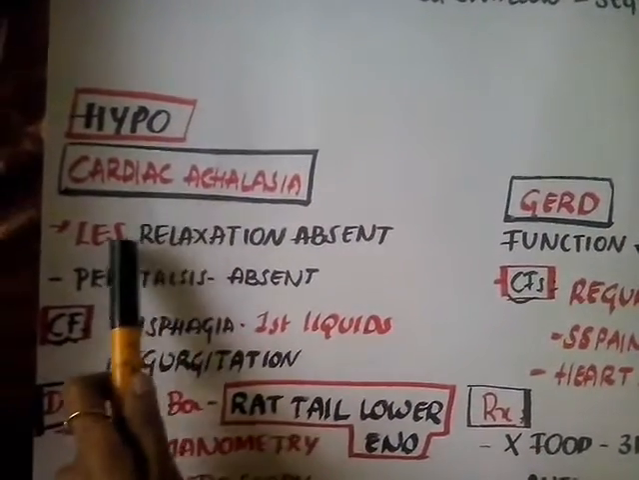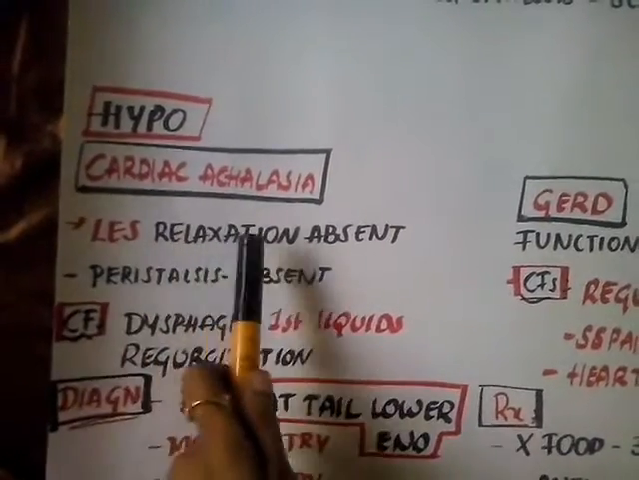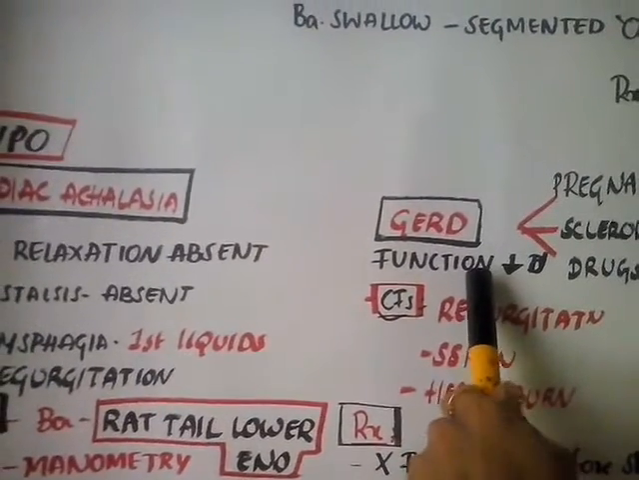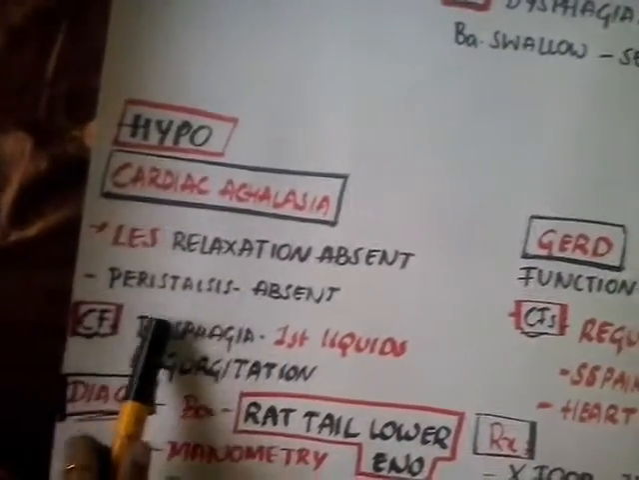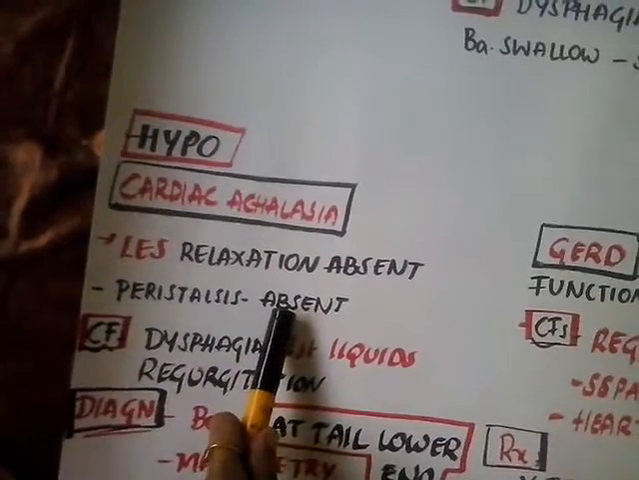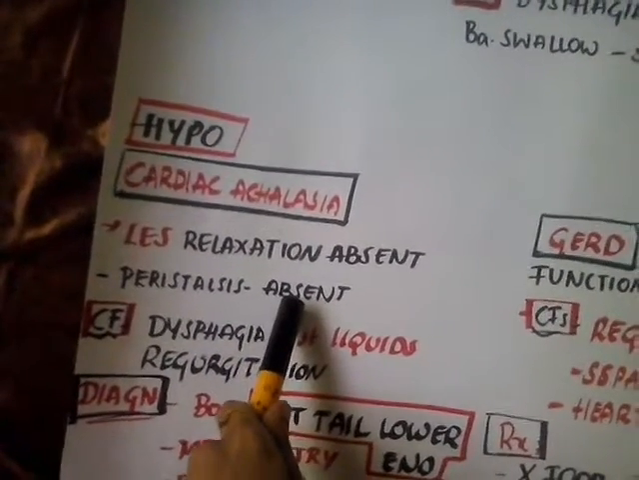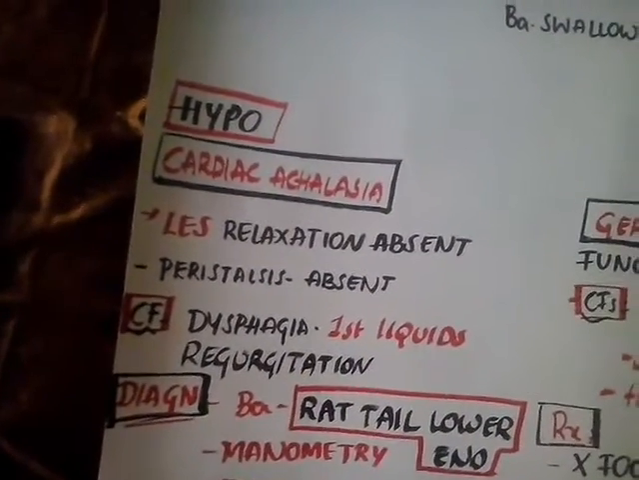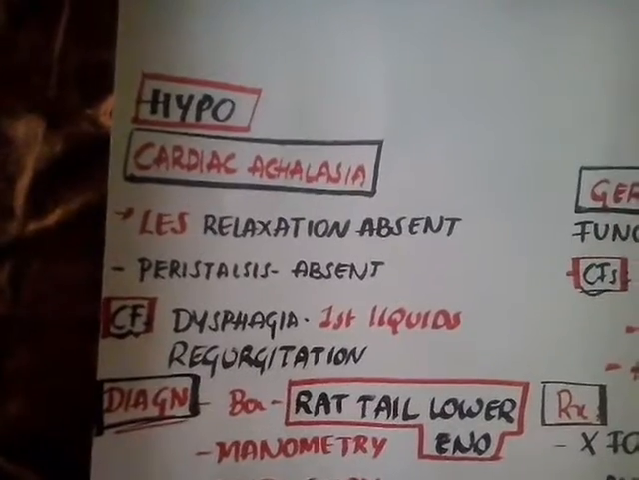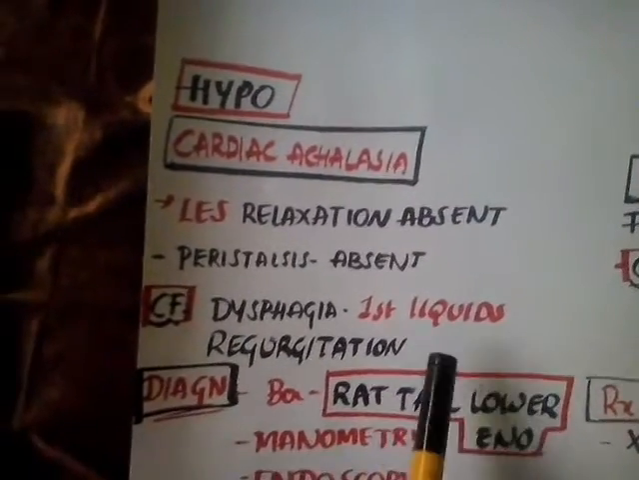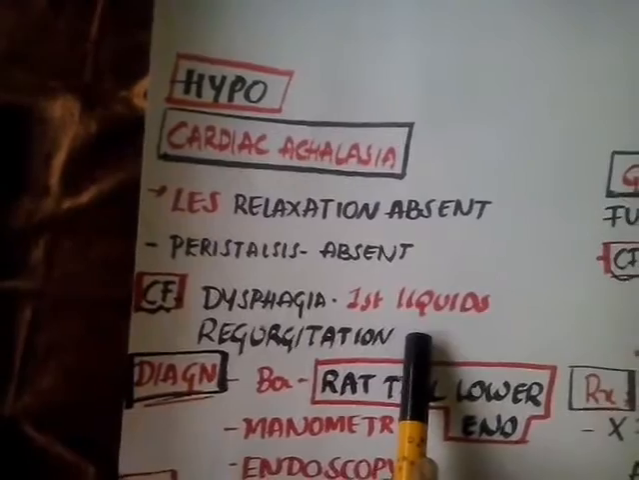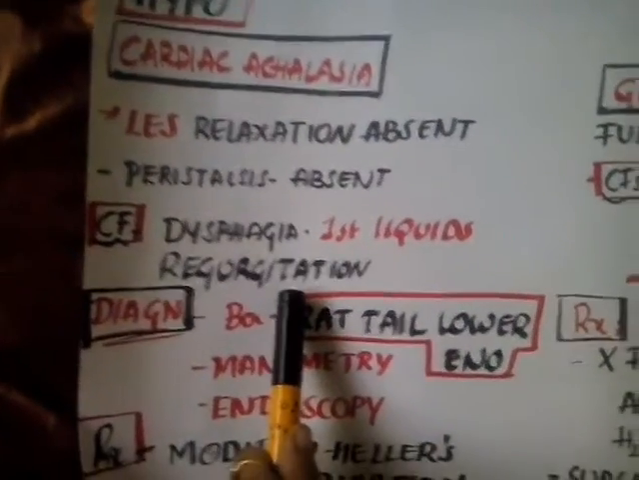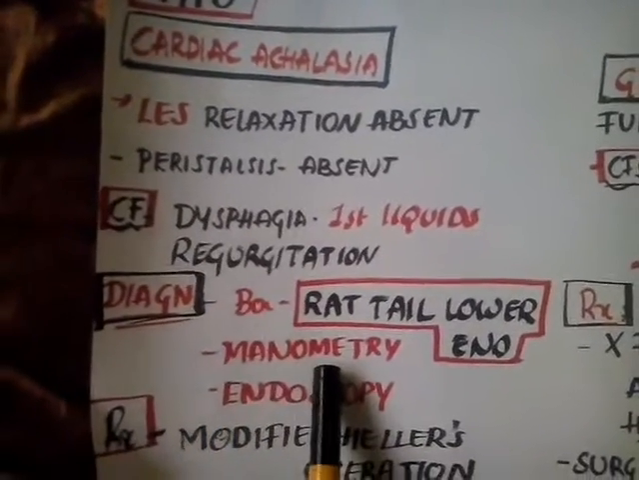In cardiac achalasia, lower esophageal sphincter relaxation is absent, whereas in GERD, the function of the lower esophageal sphincter is decreased. In achalasia, peristalsis in the body of the esophagus is absent, and there is high pressure in the lower esophageal sphincter. Clinical features: dysphagia first to liquids and then to solids. It is reversed in malignancy and strictures, and there is regurgitation of the swallowed food, and it is more during the night. Diagnosis by barium swallow.